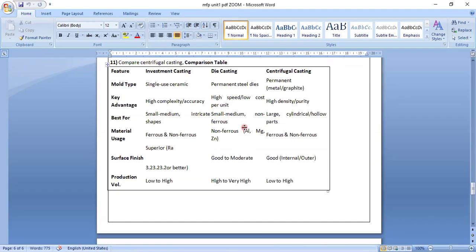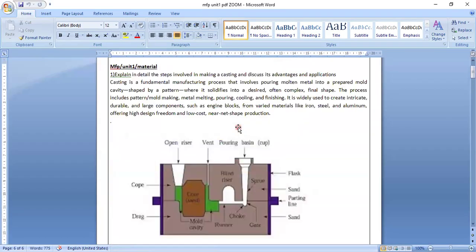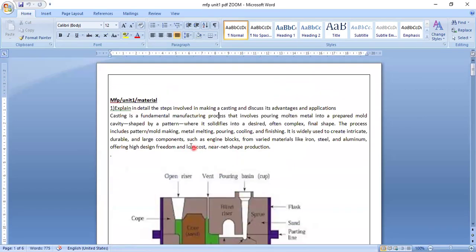I think I have covered almost all the important topics in this first unit, the casting process. I think it will help you in your studies.